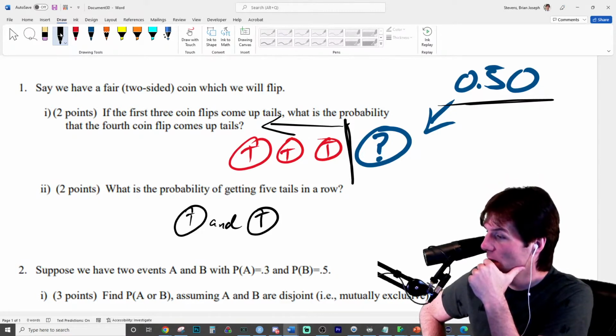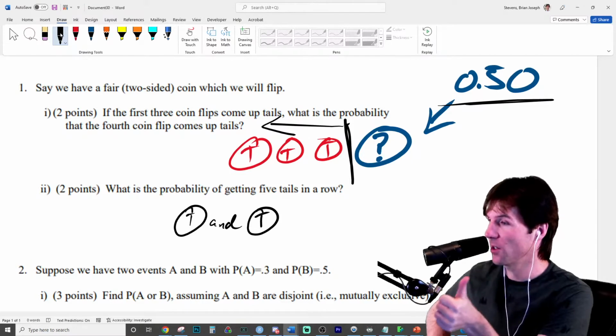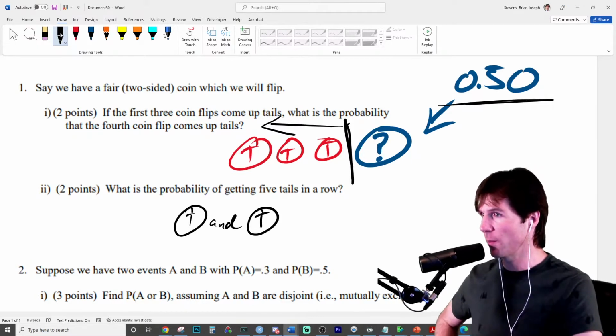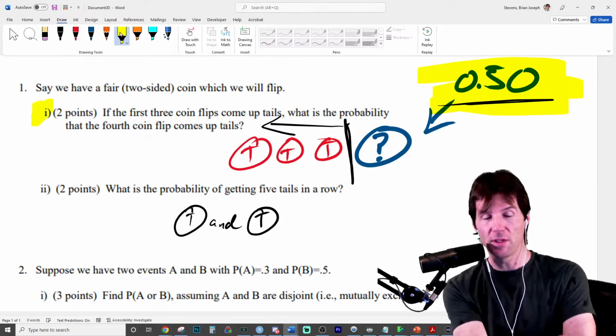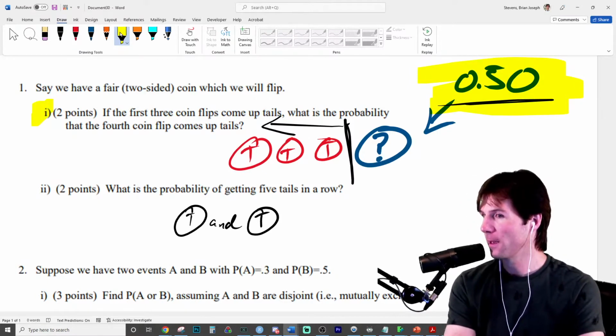Well, they are independent. Great job, Teresita. It is 50%, and it's because they're independent. So this is the answer to the first question right here. It is 50% because they are independent.